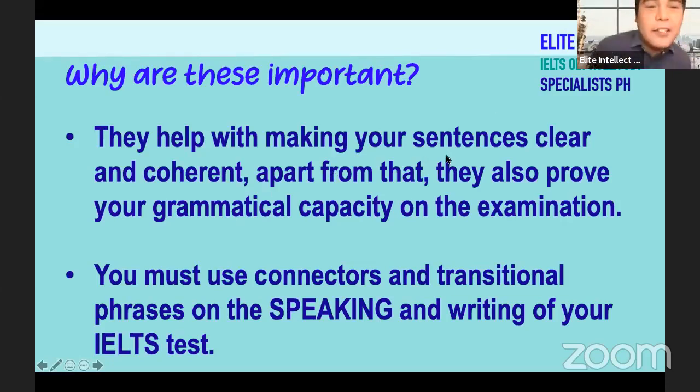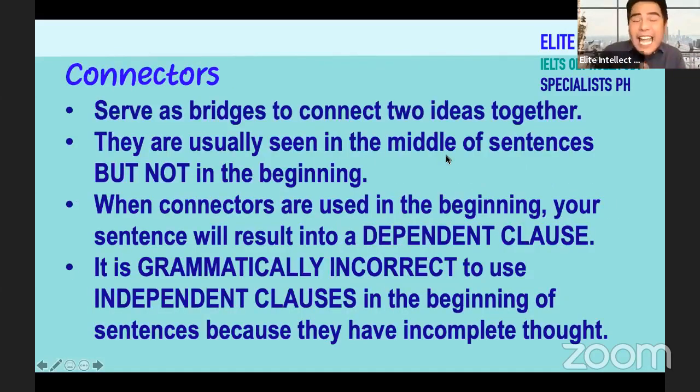Okay, so connectors, guys. Let's talk about connectors first. As I have mentioned, we have two that we're going to be talking about before the vocabulary: your connectors and transitional phrases. What are connectors? From the word itself, it connects. It connects ideas. They serve as bridges to connect two ideas together.